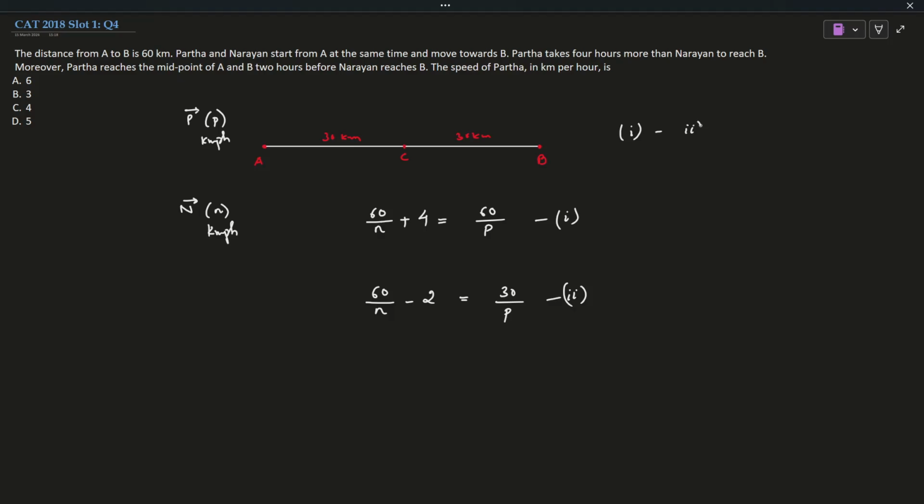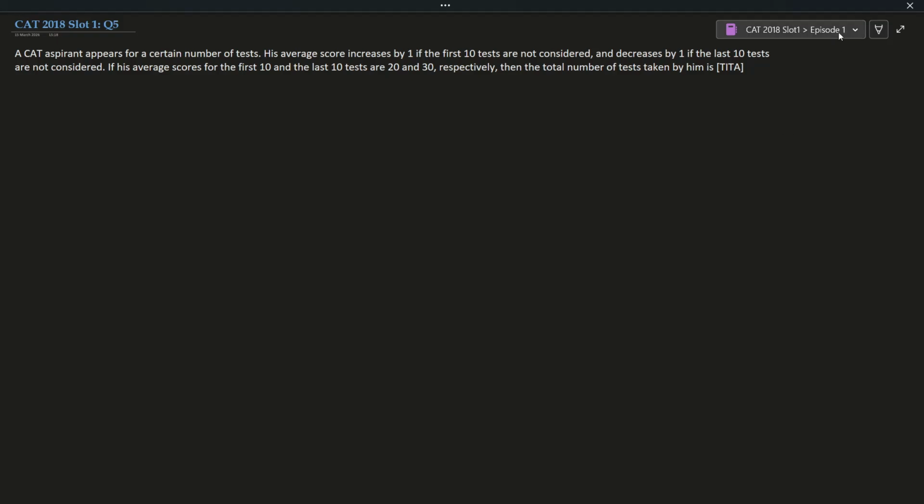I can subtract, right? 1 minus 2. If I do 1 minus 2, I will have 6 equal to 60 by p minus 30 by p. From here, I can say 30 by p equal to 6, or p equal to 5 kilometers per hour. Speed of Partha is 5 kilometers per hour. Option D. A very simple question, guys. Let's move on to the next question.